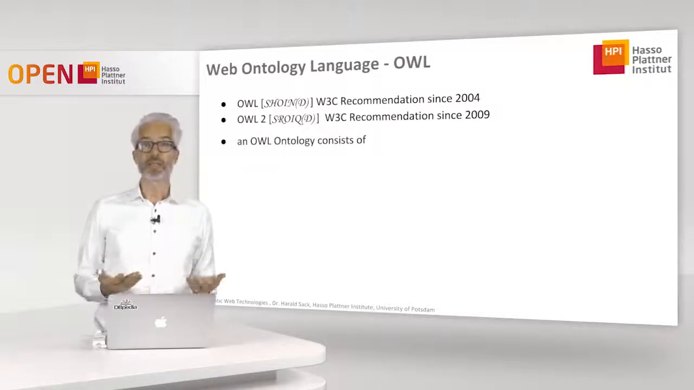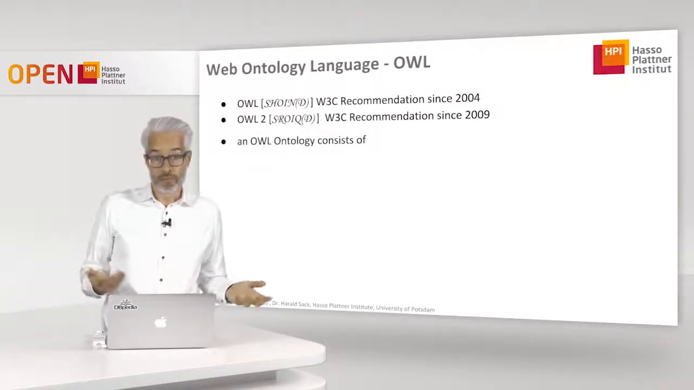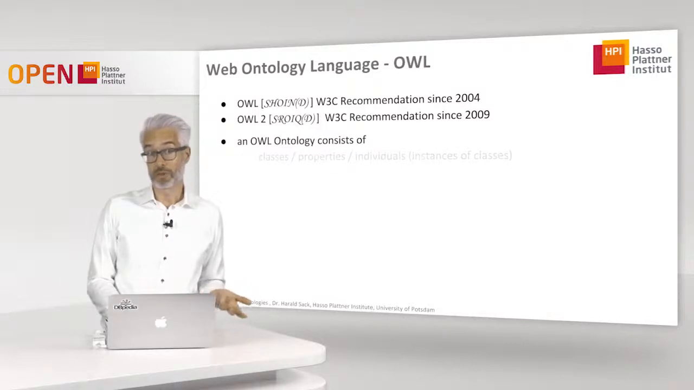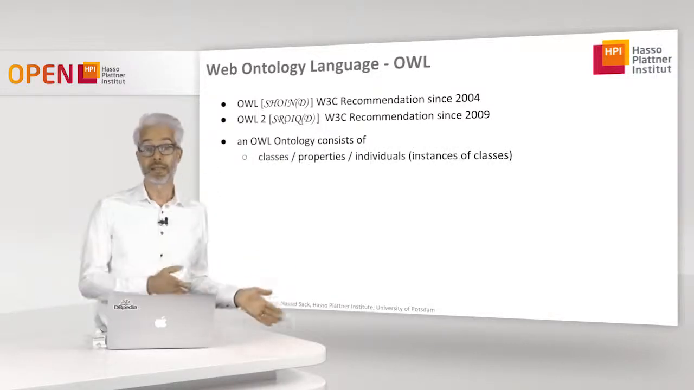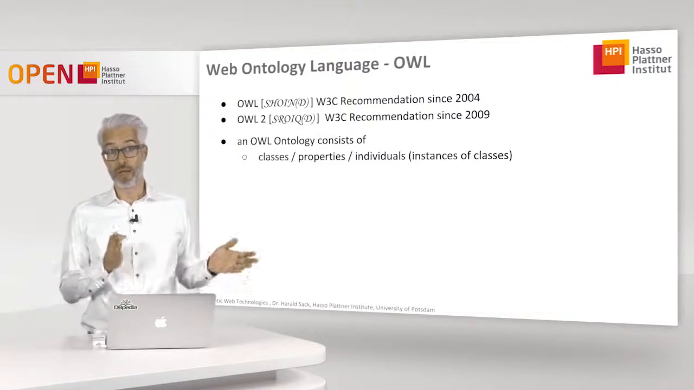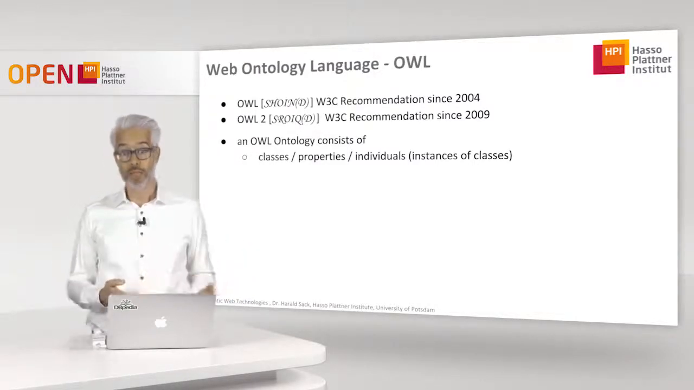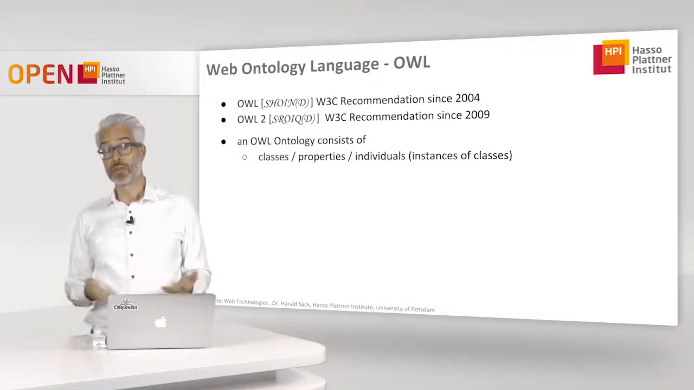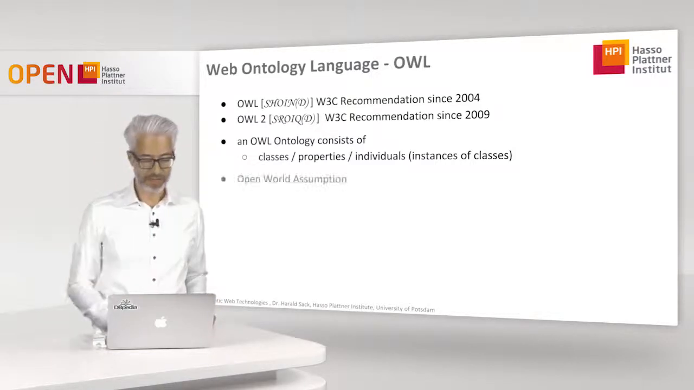Okay, so what does an OWL ontology consist of? We already know that because we know description logic. So we have classes and we have properties, which in description logic often are referred to as so-called roles, and we have individuals, which are the instances of classes.